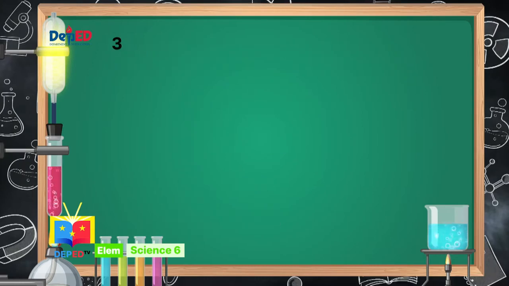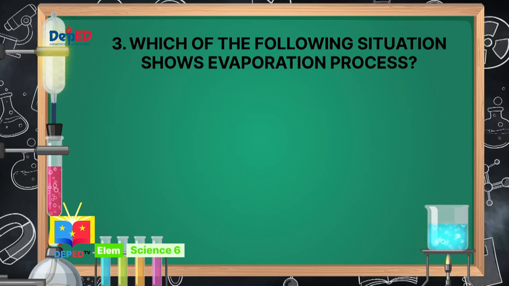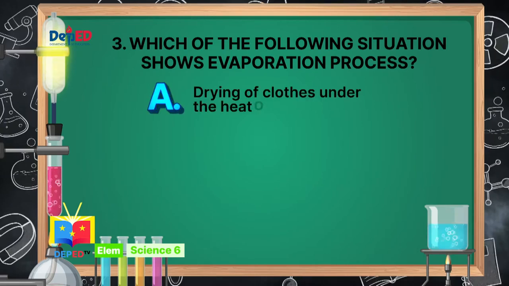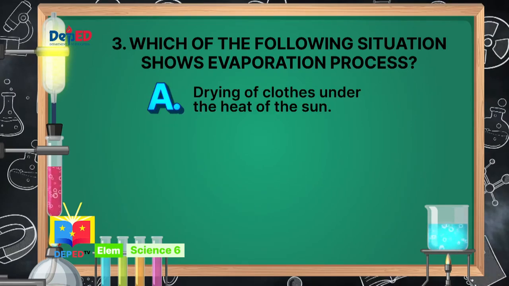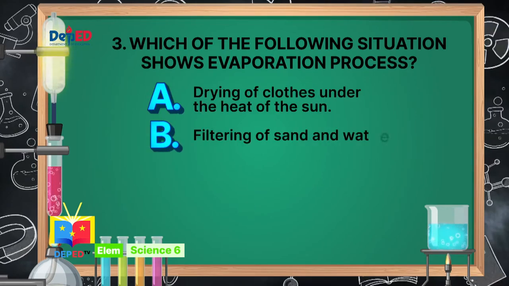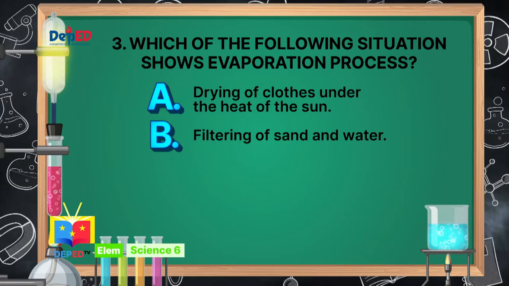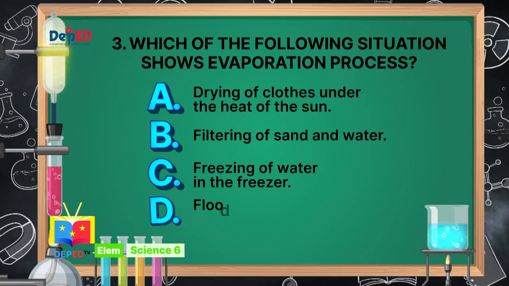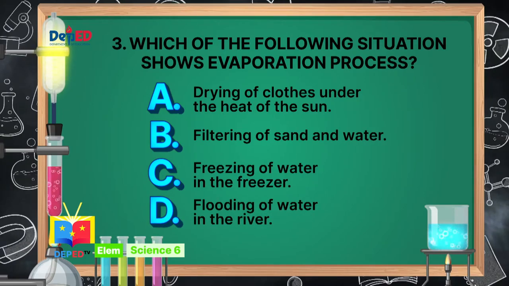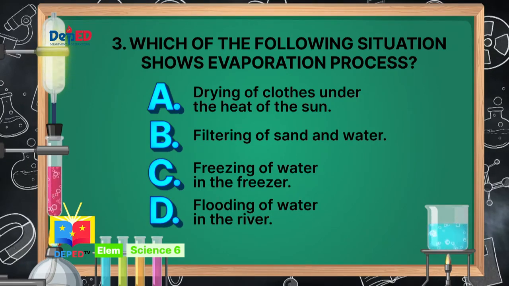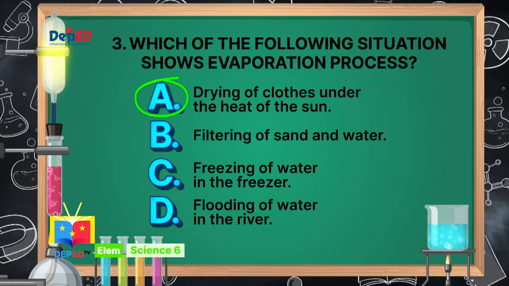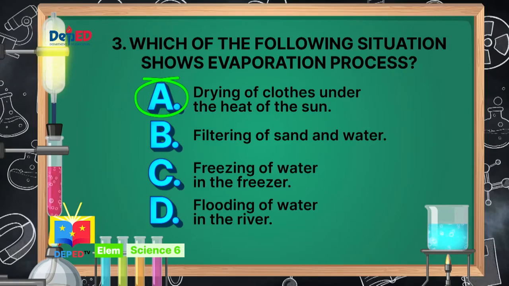Vapor. Number 3. Which of the following situations shows the evaporation process? A. Drying of clothes under the heat of the sun. B. Filtering of sand and water. C. Freezing of water in the freezer. Or D. Flooding of water in the river. The correct answer is A. Drying of clothes under the heat of the sun.